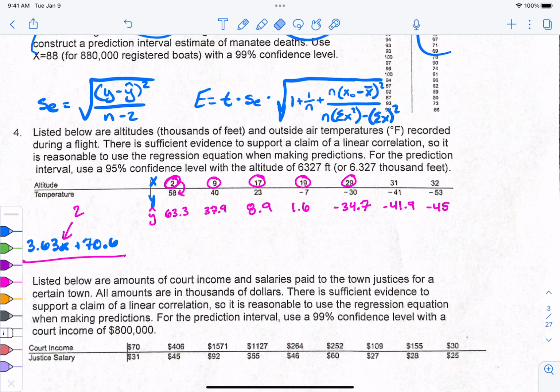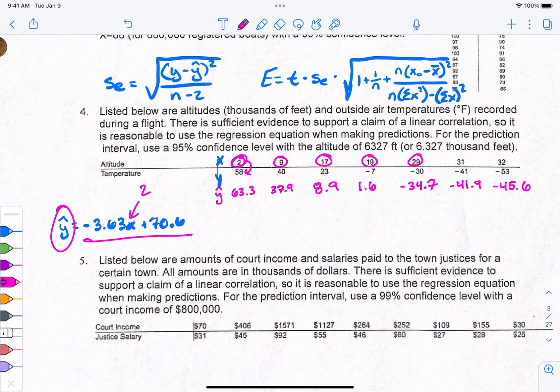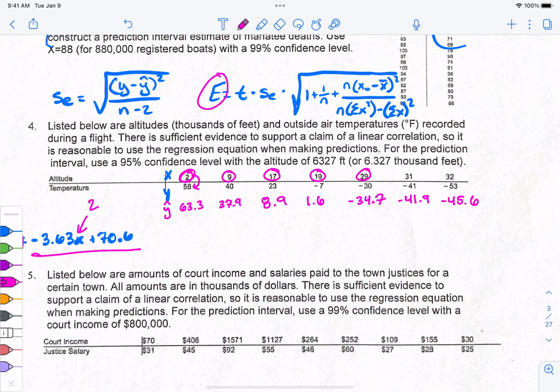In fact, some of them are really close, like the 31 was pretty close. According to the regression equation that it spit out, those are the values they use to figure out what the error is. It is saying use a 95% confidence level with an altitude of 6,327, which they're saying is 6.327. See, that goes between 2 and 9.